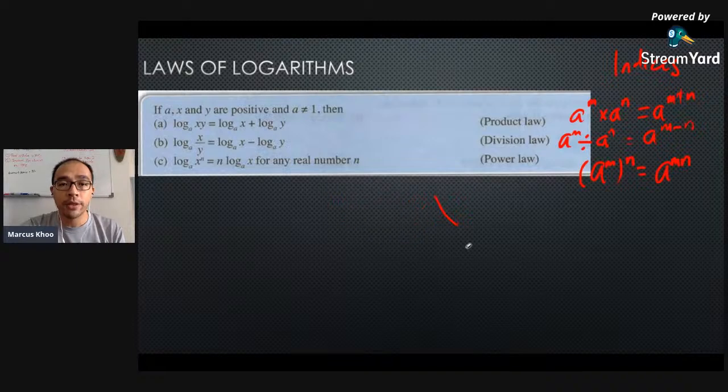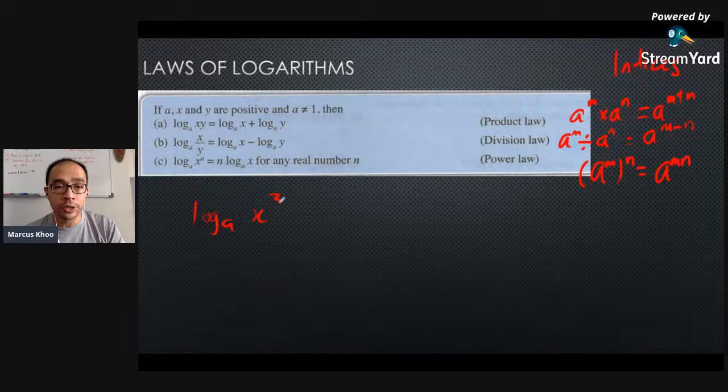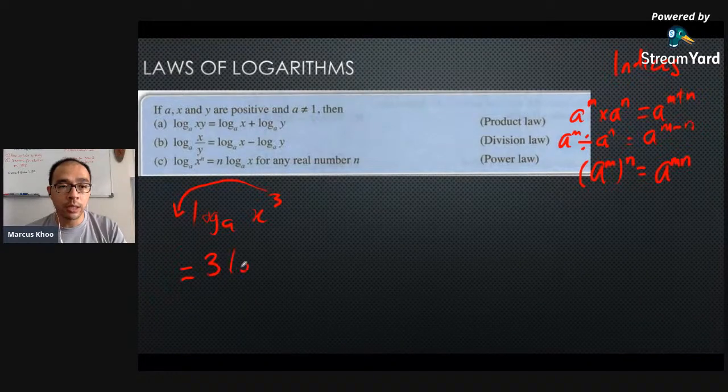Now the third one is called the power law. The power law is pretty simple, but it also requires you to remember this. If you have log A X to the power of n, what happens to this power is that we bring the power forward. So for example, log A X to the power of 3, according to the third law of logarithm, this 3 I can bring to the front: 3 log A X.